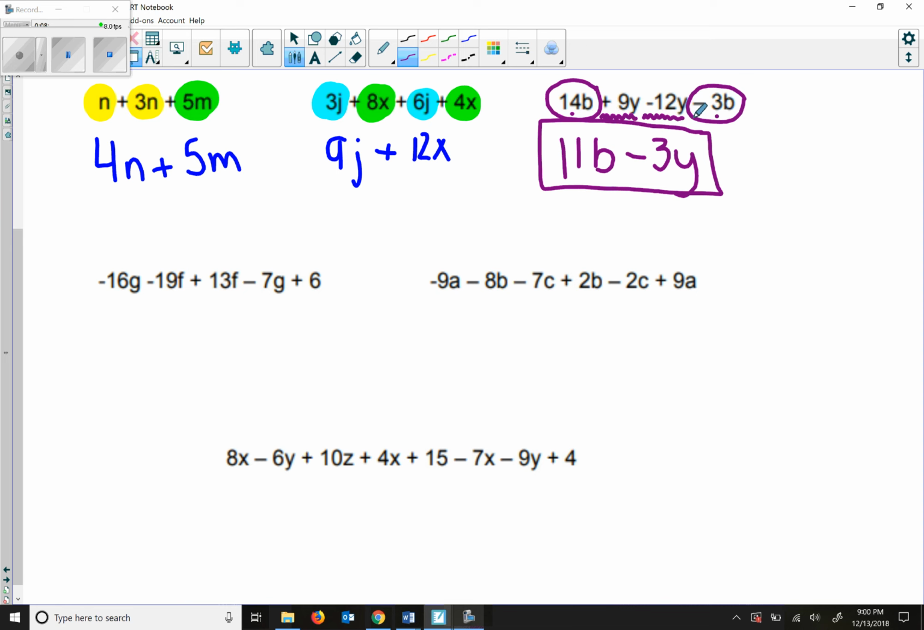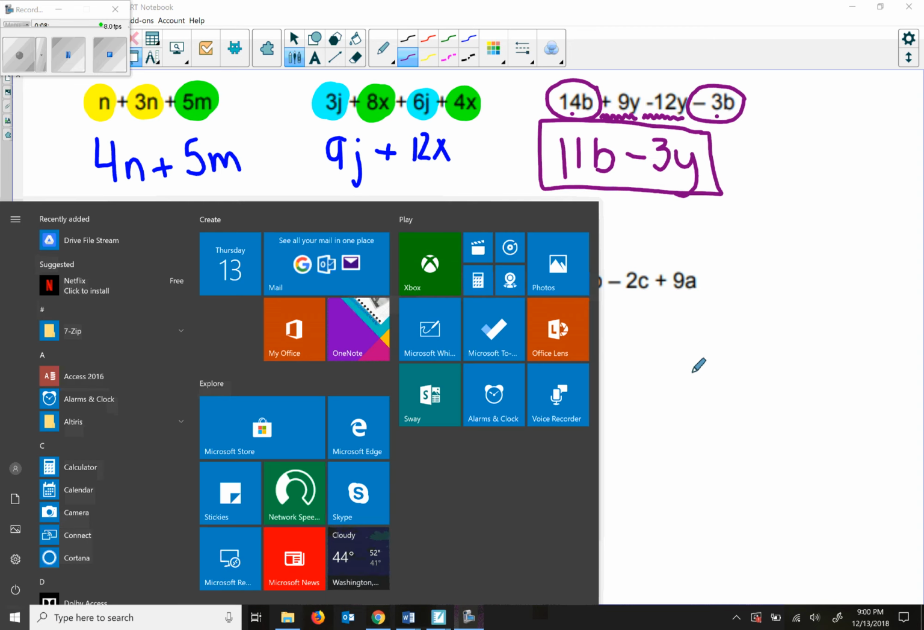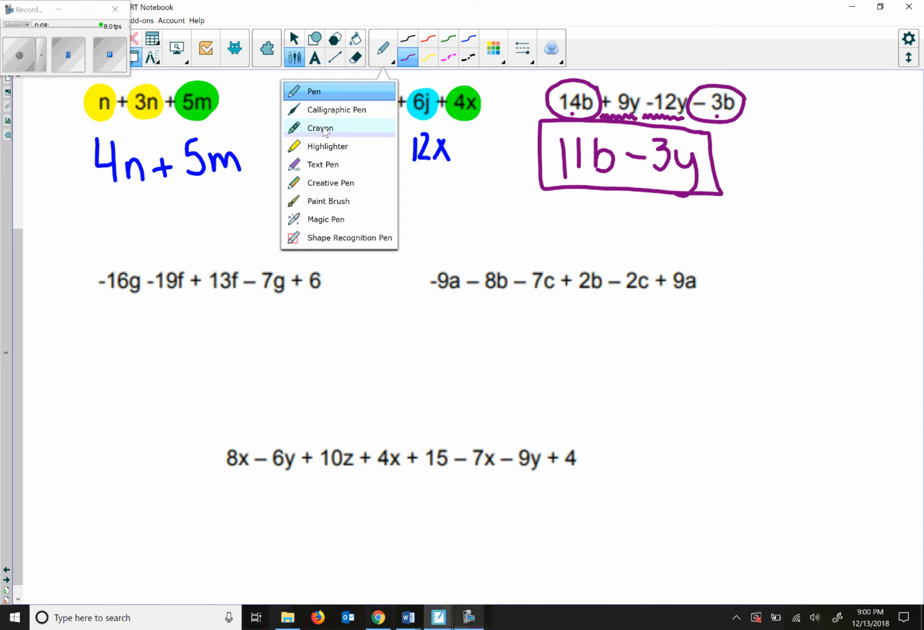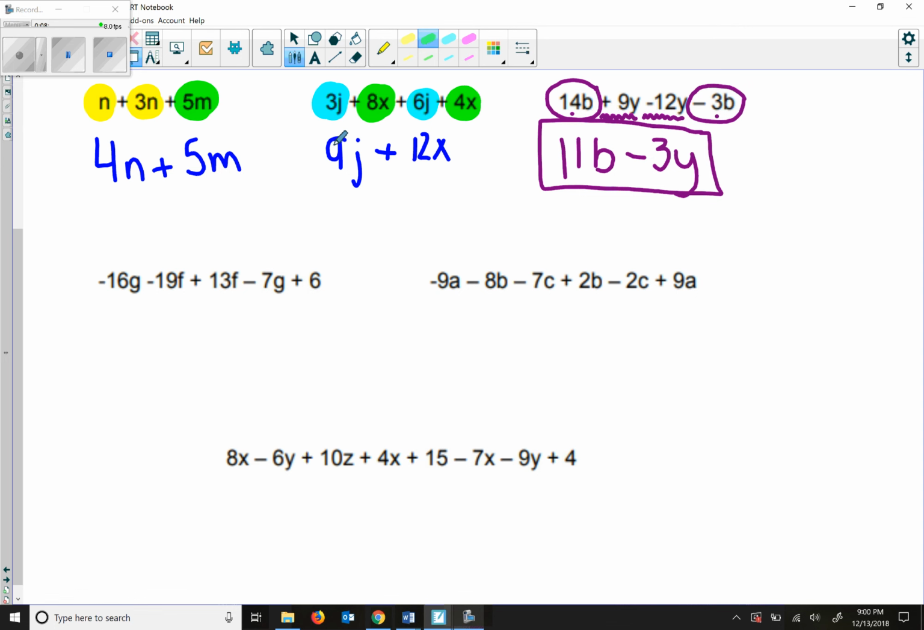Okay, now I really strongly suggest that you guys pause the video, take a second, and find all of the like terms in the next two problems. Okay, so take a second, look them over.